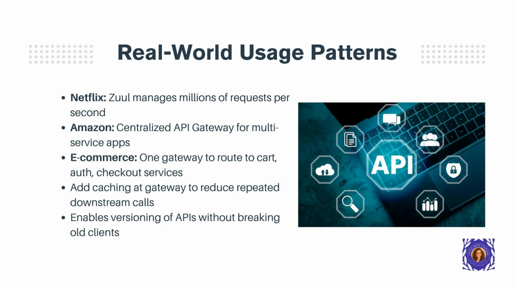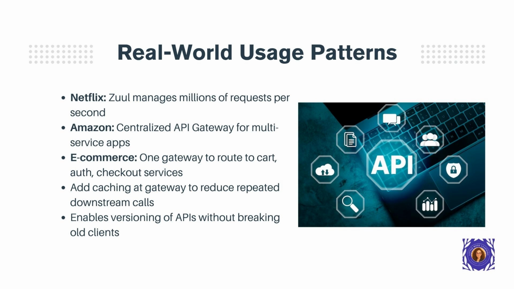E-commerce platforms typically use an API gateway to intelligently route incoming requests to specialized microservices for functionalities like the shopping cart, authentication, user profiles, or the checkout process. This modularity makes development, deployment, and scaling much more efficient. Furthermore, API gateways are ideal points to implement caching for API responses, which significantly reduces repeated downstream calls to backend services and improves response times for clients.